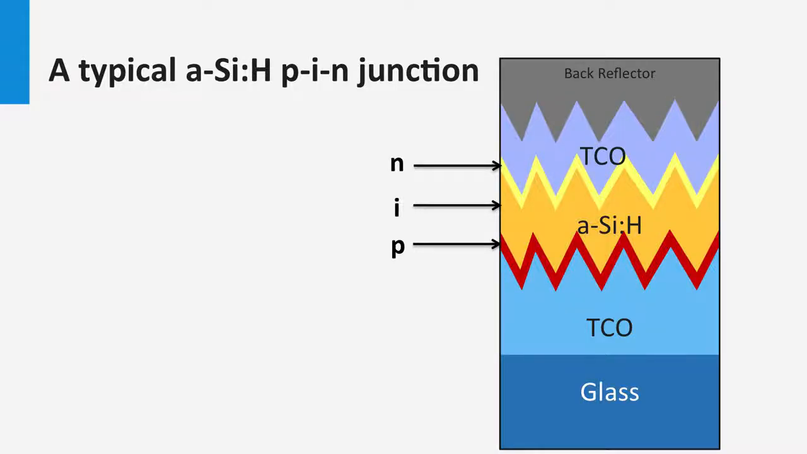Typical solar cells look like this. This is a solar cell in the superstrate configuration. If people talk about PIN junctions, they refer to the sequence in which the silicon layers were deposited. So first the P layer, then the I layer, and then the N layer. The front contact is a transparent conductive oxide, abbreviated with TCO.